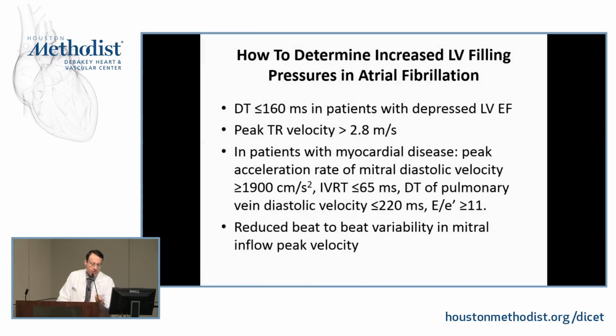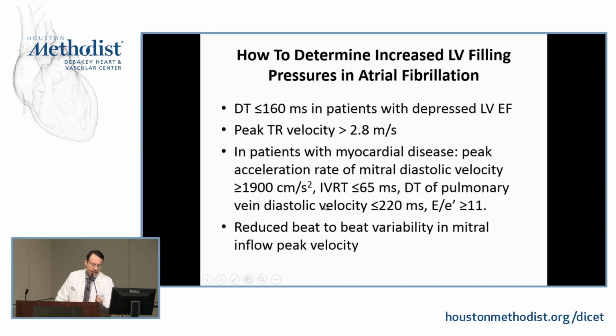Atrial fibrillation is an important group of patients, and the guidelines in 2016, the update emphasizes decel time 160 milliseconds or less. If somebody has a depressed EF, look at the peak TR velocity, likewise more than 2.8 meters per second. If there is no pulmonary disease, then the reason that peak TR is up is likely an LAP that is elevated.